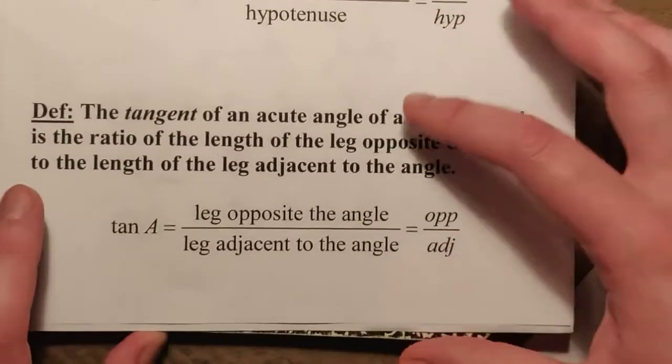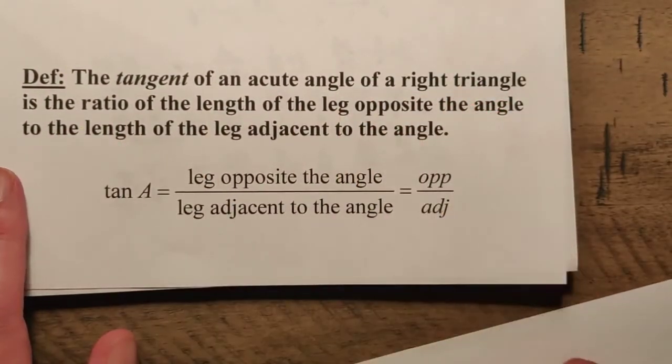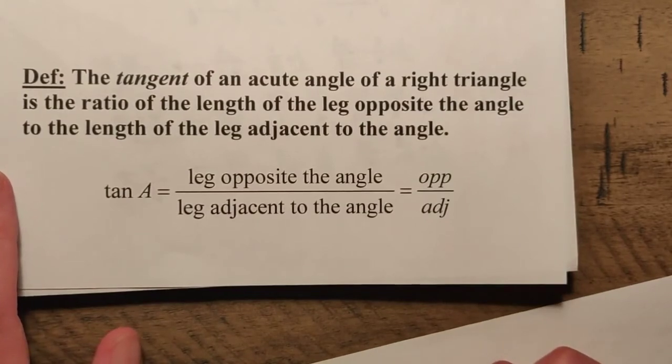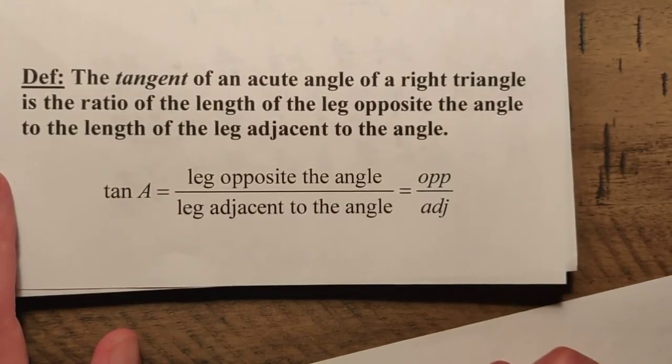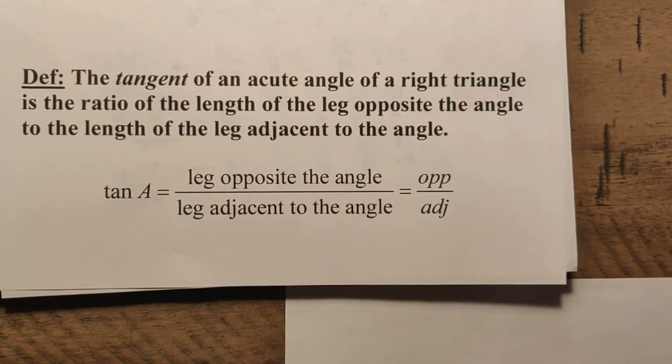I'm going to move that up here so we can see this. So we refer to this as the tangent. The tangent of an acute angle of a right triangle is the ratio of the length of the leg opposite the angle to the length of the leg adjacent to the angle. You want to make sure that these definitions are there. These are the definitions for these particular ratios.